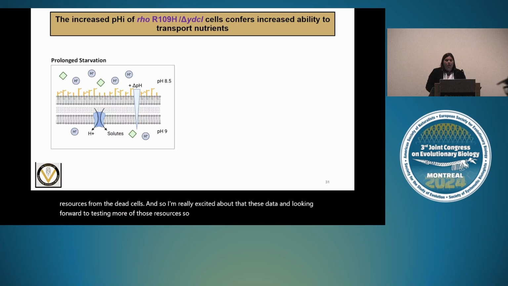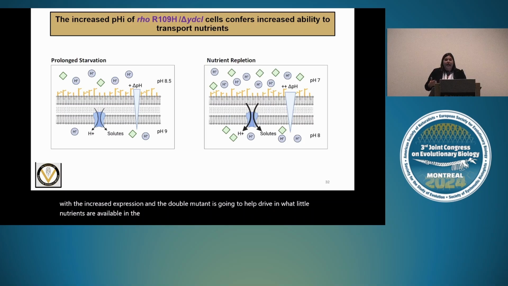So that brings me to our model, where during the prolonged starvation period, we have an alkalized cell with respect to the environment that creates a positive delta pH across the membrane. And that, matched with the increased expression in the double mutant, is going to help drive in what little nutrients are available in the environment. This is going to be amplified when nutrients are returned, because the extracellular environment is going to go back to pH 7, but the double mutant is going to maintain an alkaline cell. And that's going to further increase the delta pH and further increase that drive to bring in nutrients right when they're available in the environment.